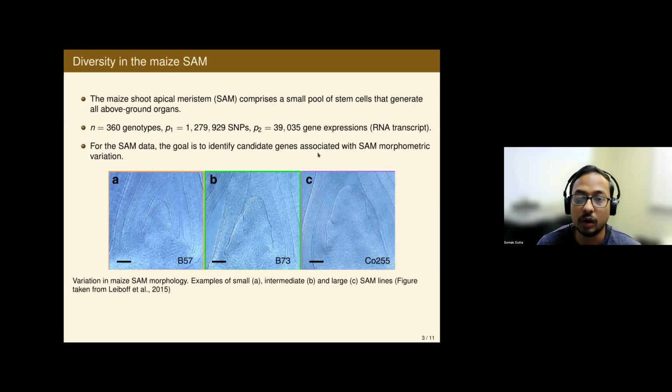And for the SAM data, the goal is to identify the candidate genes associated with the SAM morphometric variation. This data set is published by Leibov et al. in the Nature Communications journal. And this is the visualization of the SAM morphology. The SAM morphology could be small SAM volume, intermediate, or large. And we want to identify the genetic basis of what causes these SAM volumes to differ from one genotype to another.